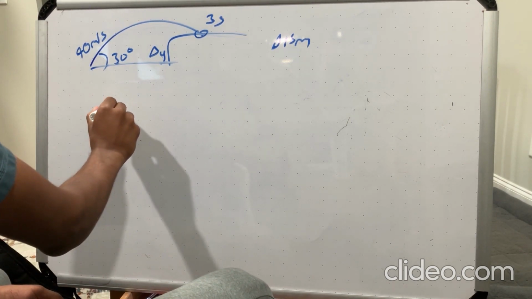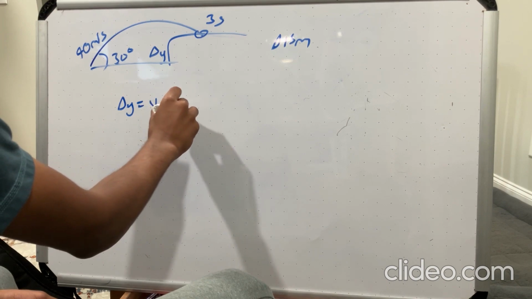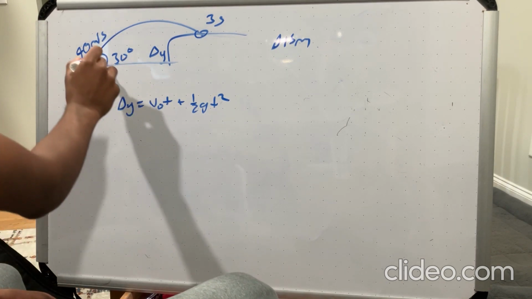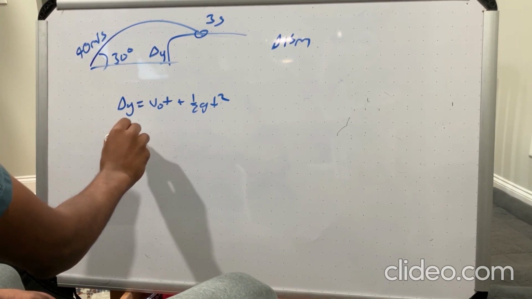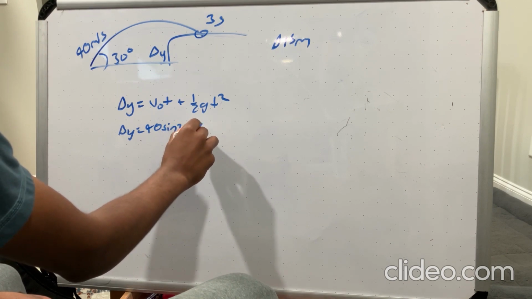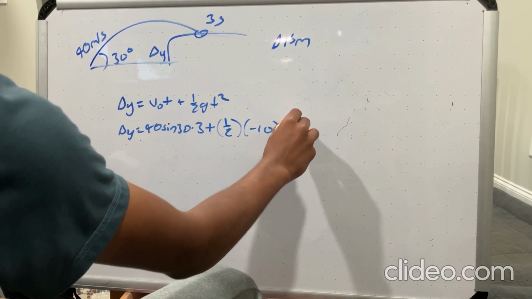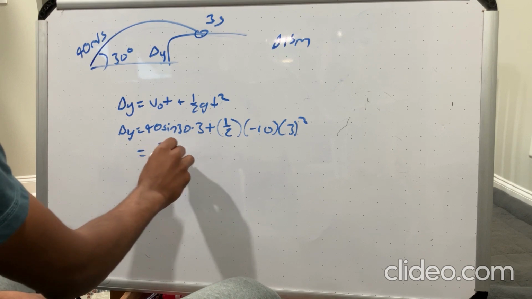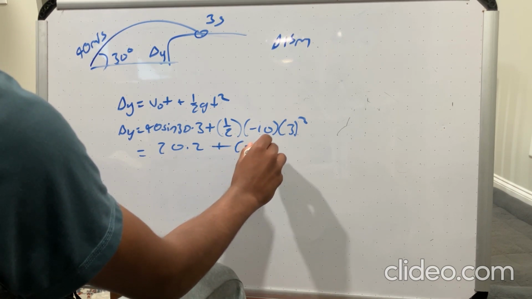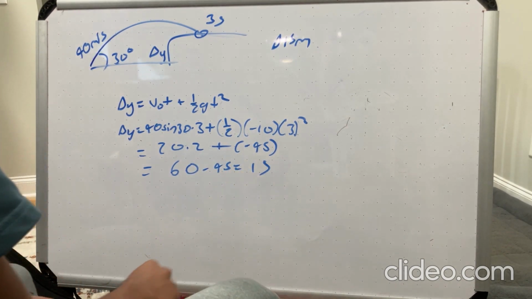Okay, so basically, we use the fourth equation and then we plug in those values. So you do change in y equals 40 sine of 30 times 3 plus 1/2 negative 10 times 3 squared, which would give you 20 times 3 plus negative 45, which would equal 60 minus 45, 15.